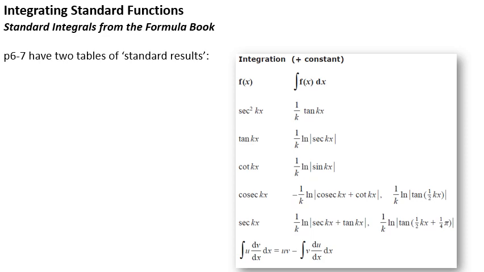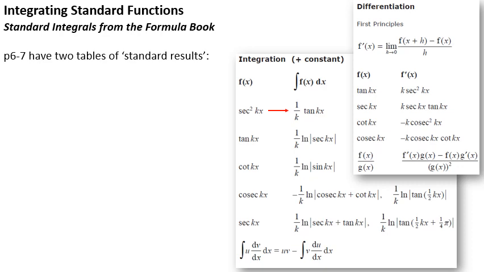We've got page 7, where there is a table of integrals, f of x and the integral of f of x. So you can look up your integral on the left and get an answer on the right, such as the integral of sec squared is tan. But on page 6, we've also got the differentiation section. And although it may not seem like it, this is also really helpful for integration.